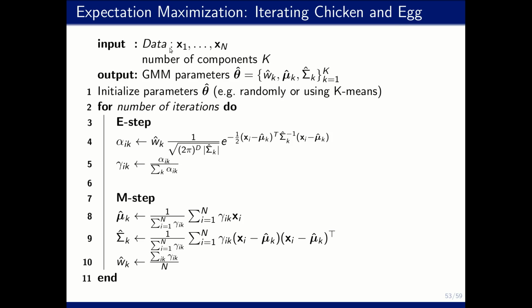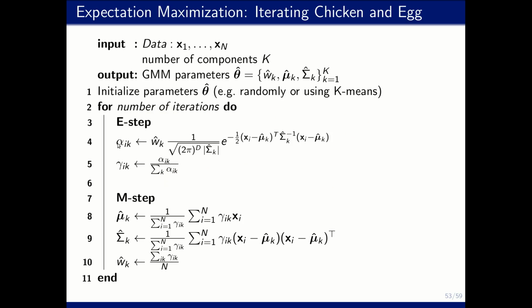We have data and a number of components, and the output will be our GMM parameters. The first step is that we initialize the parameters somehow, either randomly, or we could first apply k-means and then get initial estimates for all of our parameters. And then we have essentially two steps, the E step. The E step is essentially the first part of the chicken and egg problem.